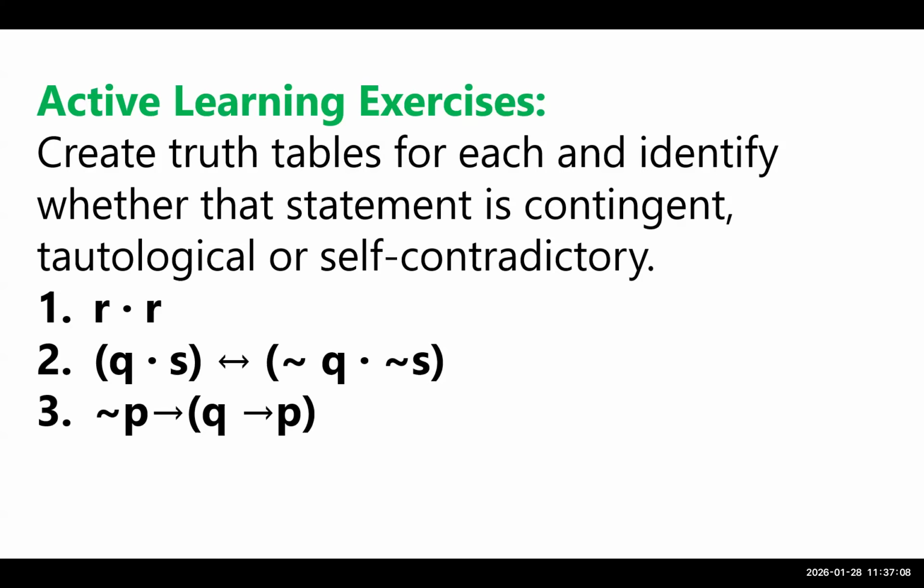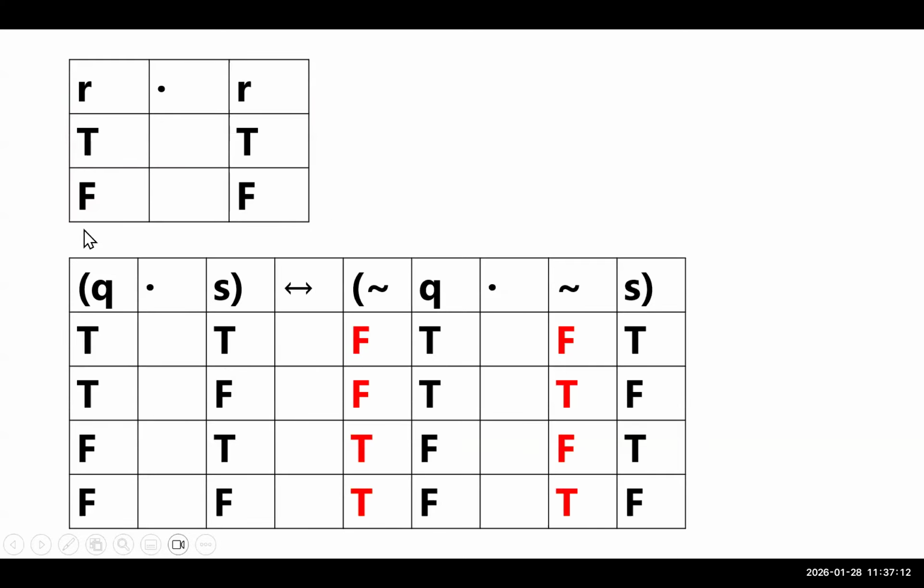Okay, here we go. So first we're going to do R and R together. So we have true and true, which is true, and false, which is false. So this sentence is sometimes true and sometimes false. We call that a contingent sentence. Contingent. It's hard to write it out.